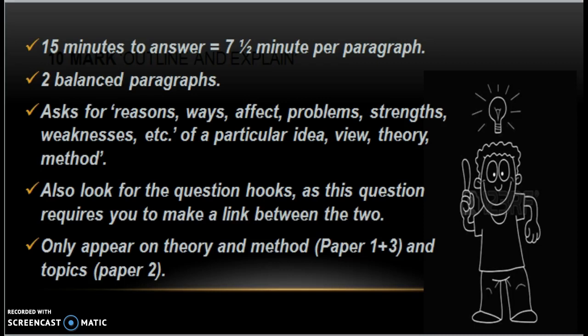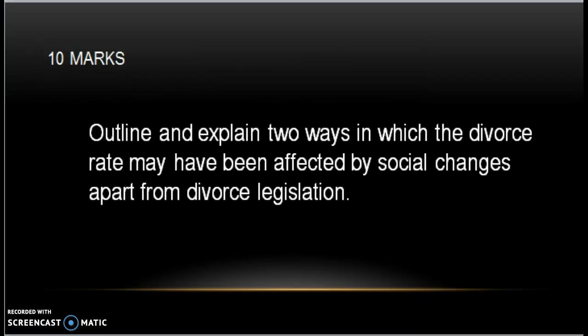It asks you for reasons, ways, effects, problems, strengths, weaknesses of a particular area, view, theory or method. Make sure that you are looking for the question hooks, as this question requires you to make the link between the two. I usually refer to them as part A and part B, and showing how they link together. It only appears on theory and method, paper 1 and 3, and the topics on paper 2. So the one that I've chosen for you to look at is this one from the family paper.